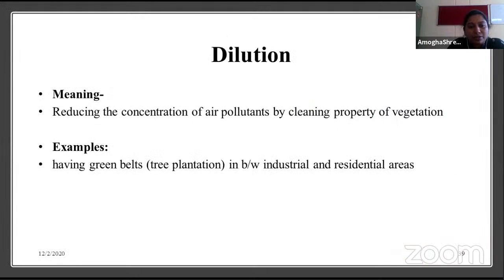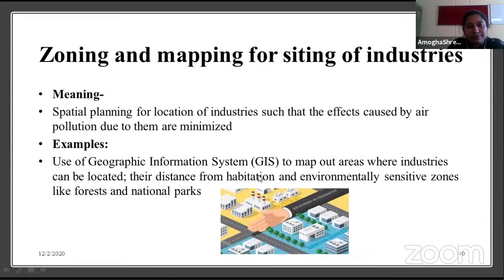So dilution. Dilution means reducing the concentration of air pollutants by cleaning the property of vegetation. This can be done by building green belts, that is plantation in between industries and residential areas. Next measure is zoning and mapping for siting of industries, like spatial planning for location of industries, such that the effects caused by air pollution due to them will be minimized.